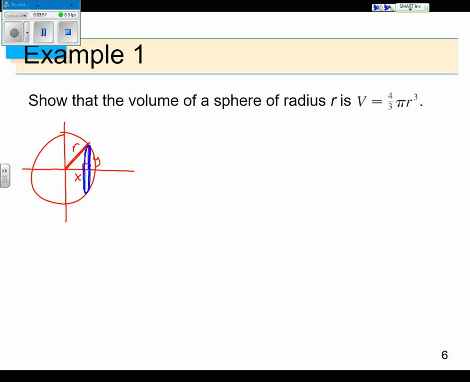Okay. So let's talk about how everything relates. We know that x squared plus y squared is equal to r squared, right? And so if I solve this for either x or y, I'm just going to choose y. I get y is equal to the square root of r squared minus x squared.